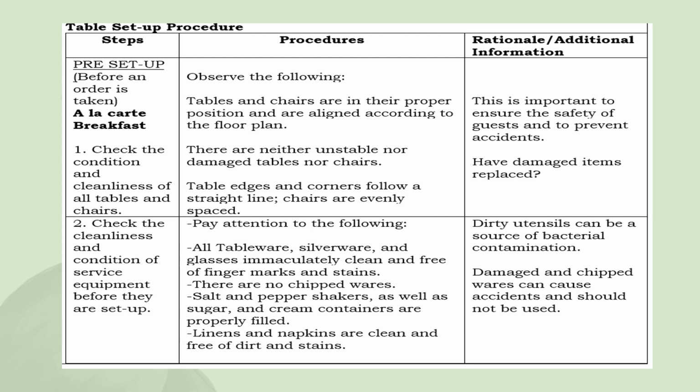All tableware, silverware, and glasses are immaculately clean and free of finger marks and stains. There are no cheap wares. Salt and pepper shakers, as well as sugar and cream containers, are properly filled. Linens and napkins are clean and free of dirt and stains. Dirty utensils can be a source of bacterial contamination. Damaged and chipped wares can cause accidents and should not be used.